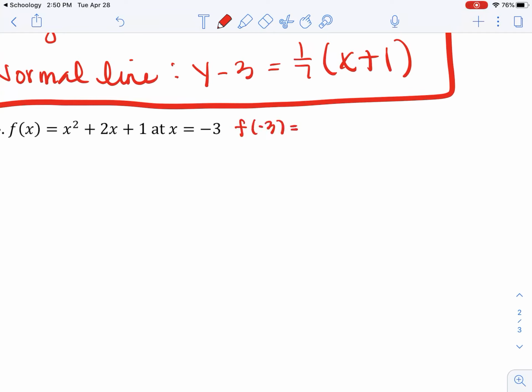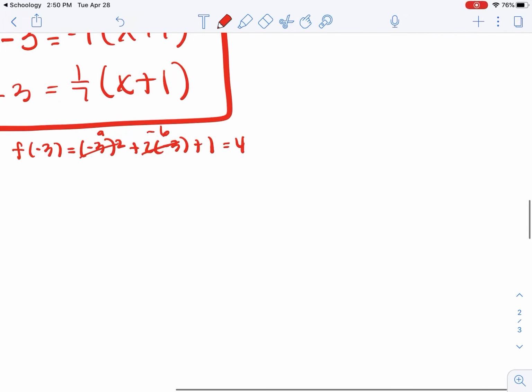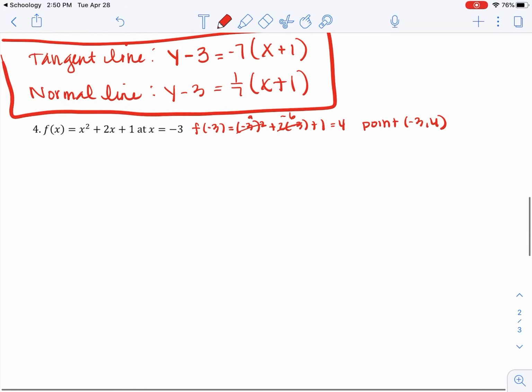f of -3 equals -3 squared plus 2 times -3 plus 1. That's 9 minus 6 plus 1. So 4. So there is a point at -3, 4. So point is -3 comma 4. Okay, so now let's find the slope anywhere. So slope anywhere is the derivative of f.